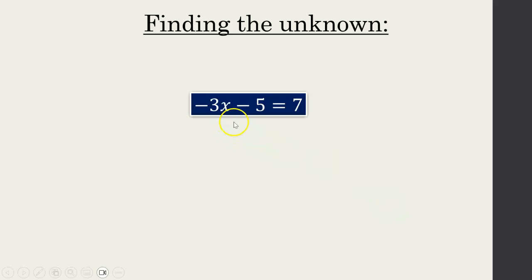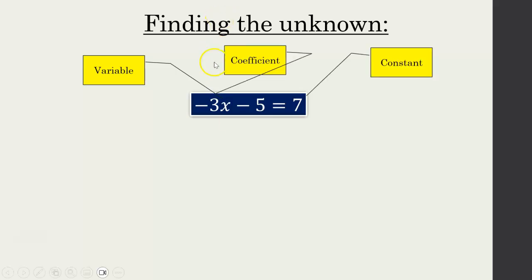So, what about this one? Minus 3x minus 5 is equal to 7. So we have our variable, we have a coefficient, and we have constants. The coefficient this time is minus, so we might have to worry a little bit about that.